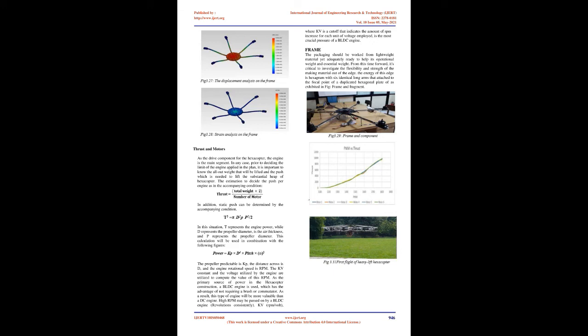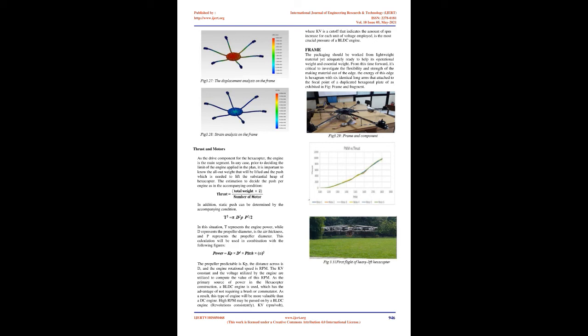As the primary source of power in the hexacopter construction, a BLDC engine is used, which has the advantage of not requiring a brush or commutator. As a result, this type of engine will be more valuable than a DC engine. High RPM may be delivered by a BLDC engine, revolutions consistently. kV, RPM/volt, where kV is a constant that indicates the amount of RPM increase for each unit of voltage employed, is the most crucial parameter of a BLDC engine.